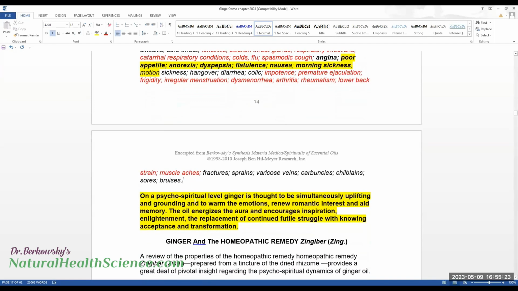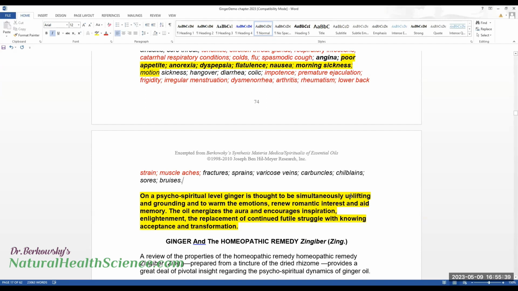On a psychospiritual level, ginger is thought to be simultaneously uplifting, grounding, and warming to the emotions. It renews romantic interest and aids memory. So if you really knit this together, you can start to see some of this here.